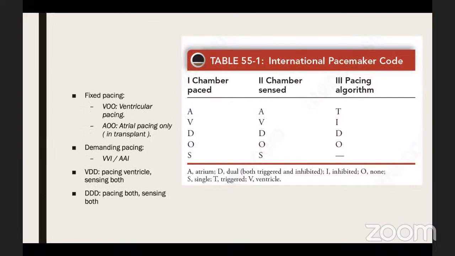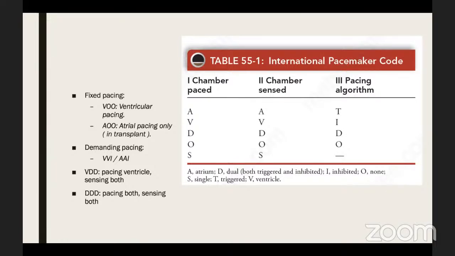So we see in the pacemaker box that there are 3 letters usually used. The first letter is the chamber paced, the second letter is the sensing, and the third one is the algorithm response. Usually when we see fixed pacing, which is VOO, that means we're pacing the ventricle without sensing and without algorithm, so just pacing the patient. And AOO, which is atrial pacing only, we use in transplant patients.